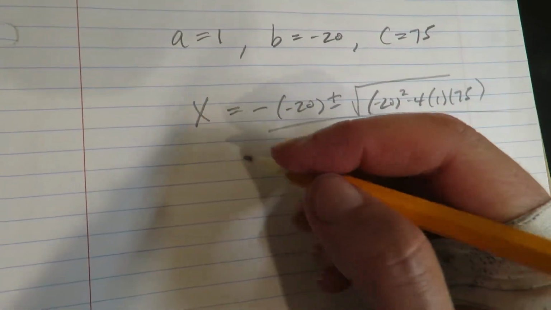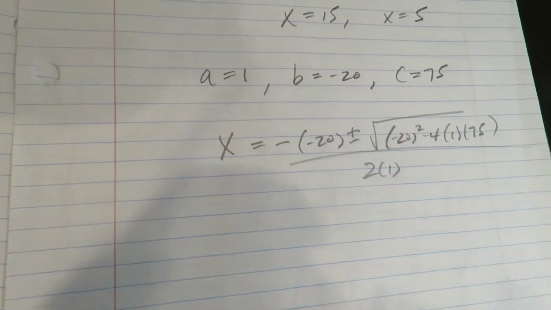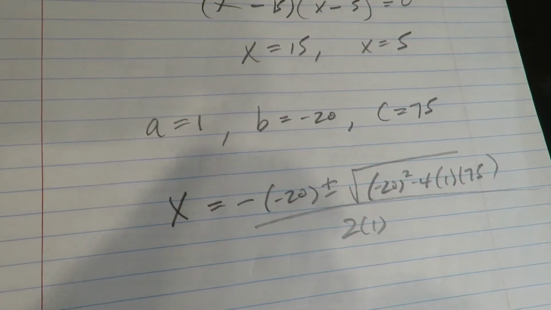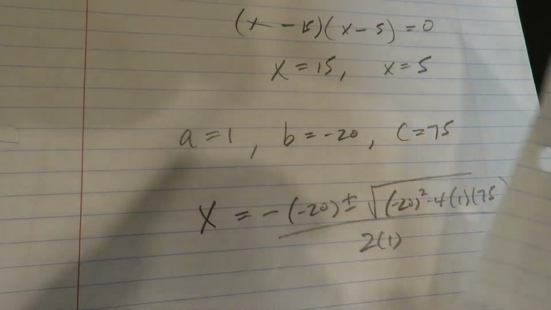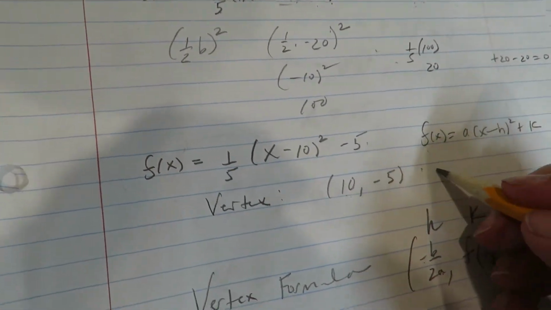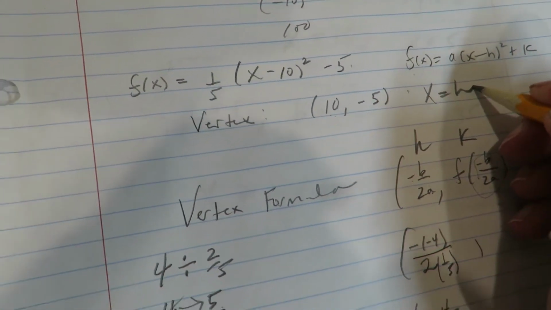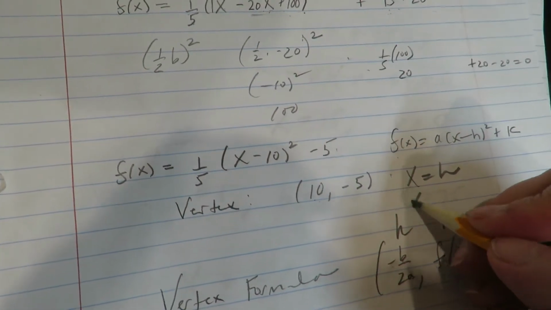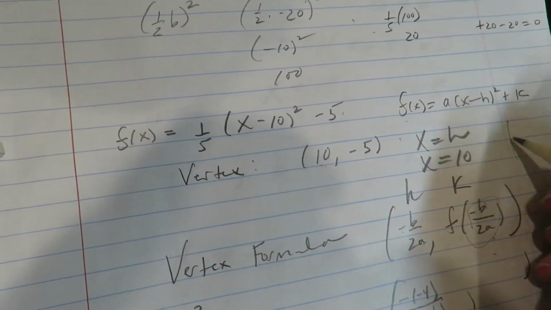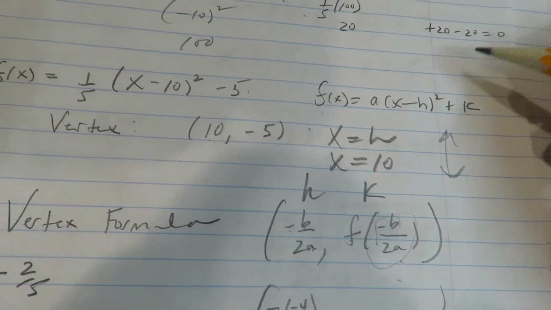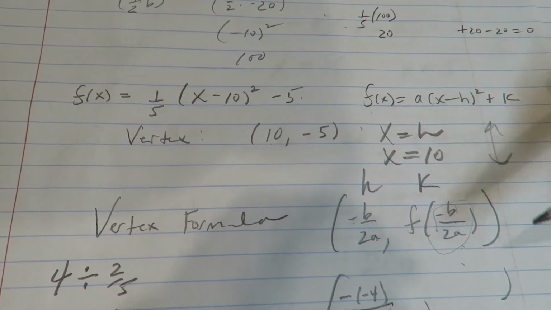Alright, so now the axis of symmetry: when you have the vertex, the axis of symmetry is when x equals h. So when x equals h, that's going to be the axis of symmetry. So h is 10, so it's when x is 10. It's going to be the vertical line when x is 10. It's going to cut the parabola in half.